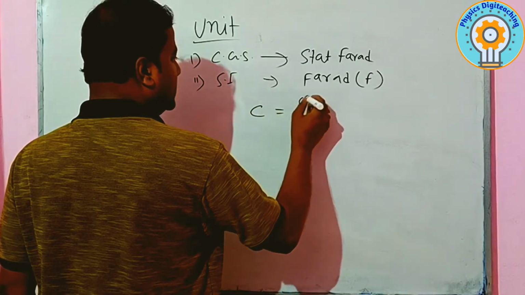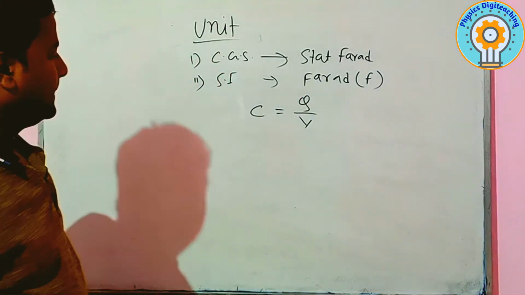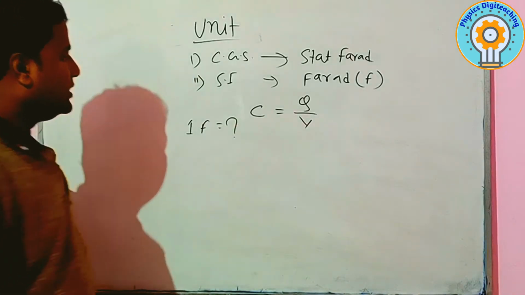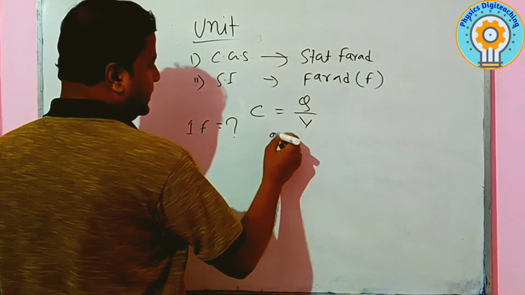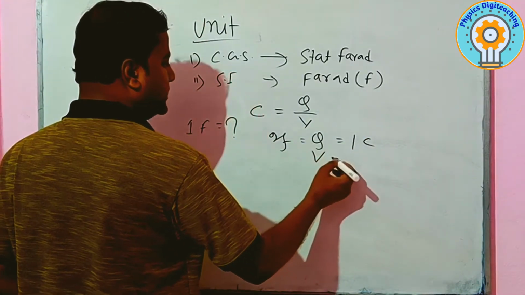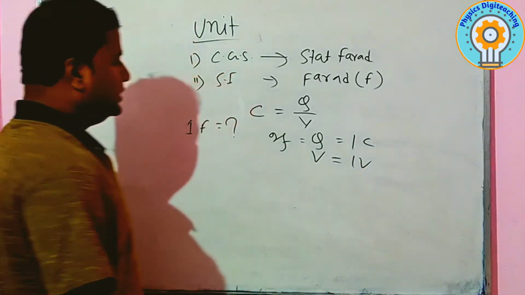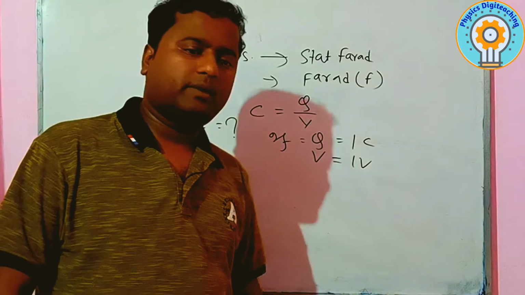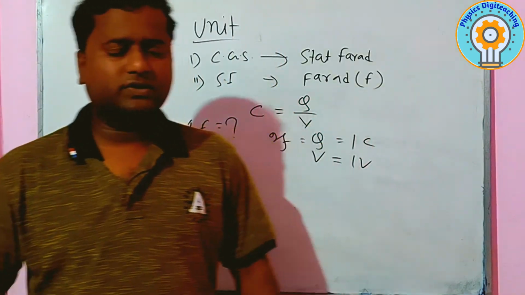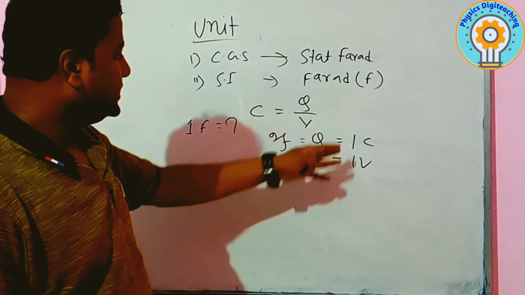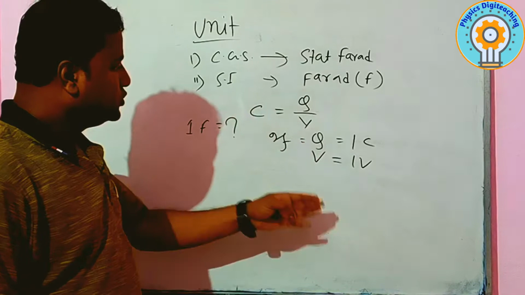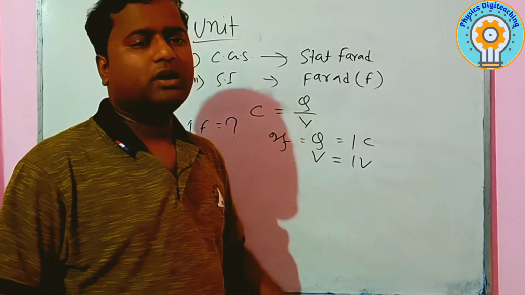C equal to Q by V. First we define what is 1 farad. What is 1 farad? If Q equal to 1 coulomb and potential V equal to 1 volt, then the capacitance of a capacitor is called 1 farad. That is, 1 farad is the capacitance, and it is the 1 coulomb charge required to raise its potential by 1 volt.